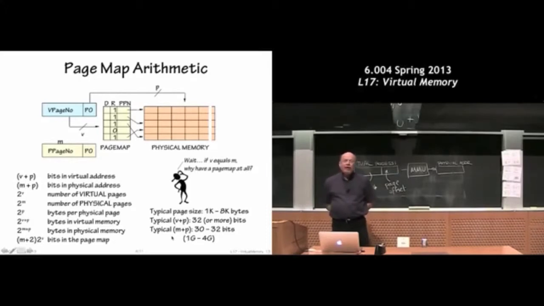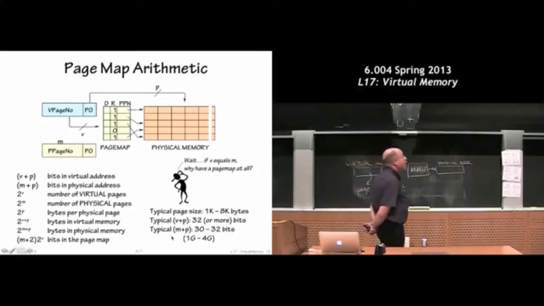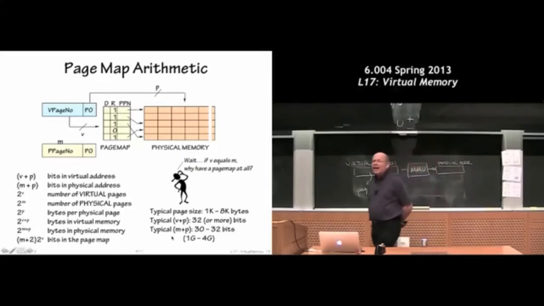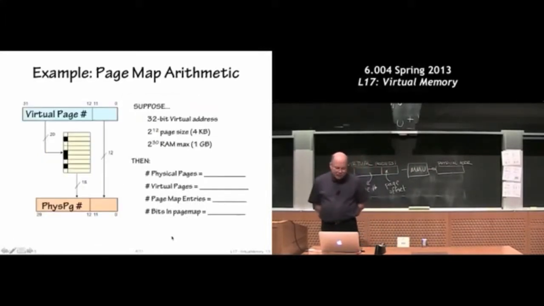Okay, so as usual, our little friend is asking a pertinent question. Suppose my virtual memory and my physical memory are the same size. Would I even need an MMU? What advantages would I get from having an MMU even in that case, where I might just leave out this translation? Think about that. We'll come back to that in a second.